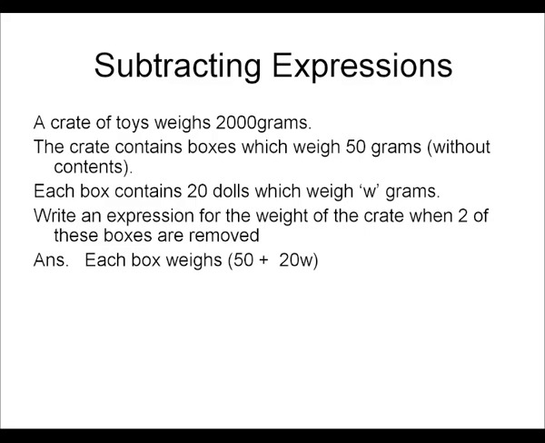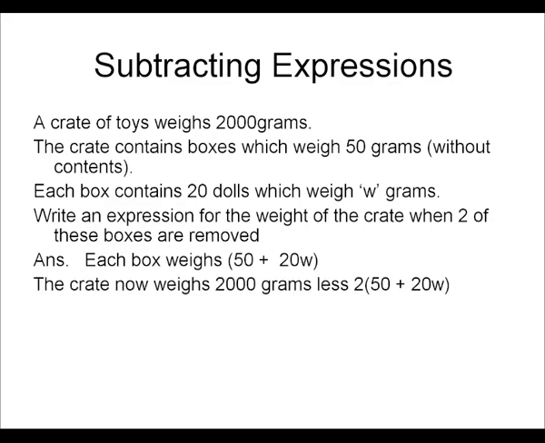So that's our expression for the weight of a box. It's 50 plus 20W. You should be able to work that out now. The crate weighed 2,000 grams and subtracted the weight of those boxes. So that's 2,000 grams less two of those expressions. We write that as 2,000 minus 2 multiplied by the weight of the box. Our expression for the weight of the box again is 50 plus 20W.